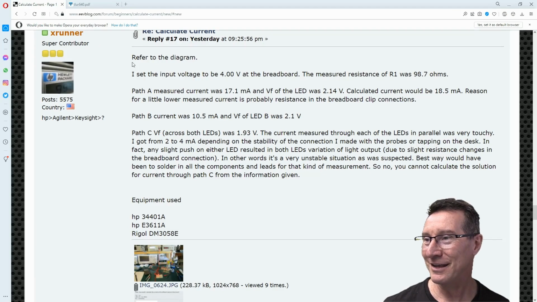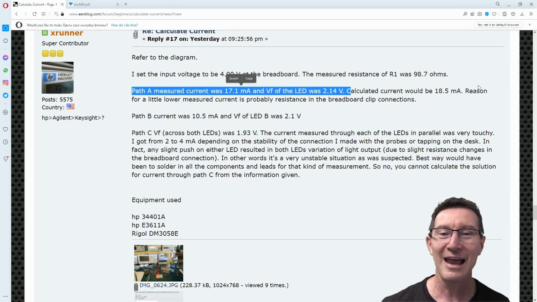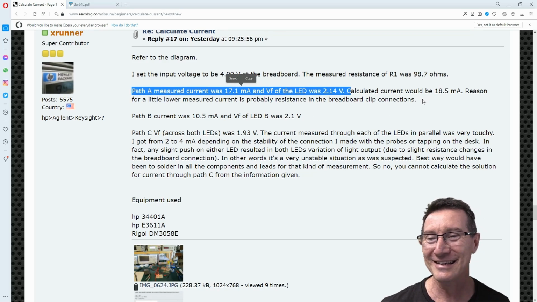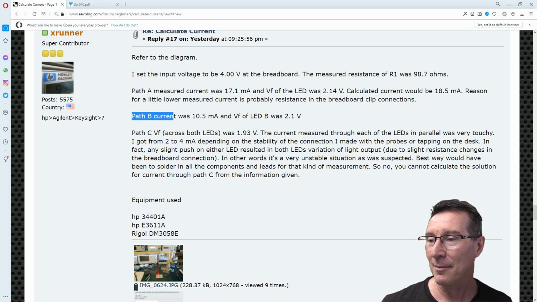So here we go. Xrunner's gone to town here. Hats off. Set the input voltage to 4 volts at the breadboard. Measure resistance of R1 was 98.7. Good enough for Australia. Path A measure current was 17 milliamps, VF of 2.14. And you could go in there and trim things and stuff. But yeah, the left-hand side branch doesn't matter because it's going to do its own thing. It's the right-hand path that you're going to worry about.